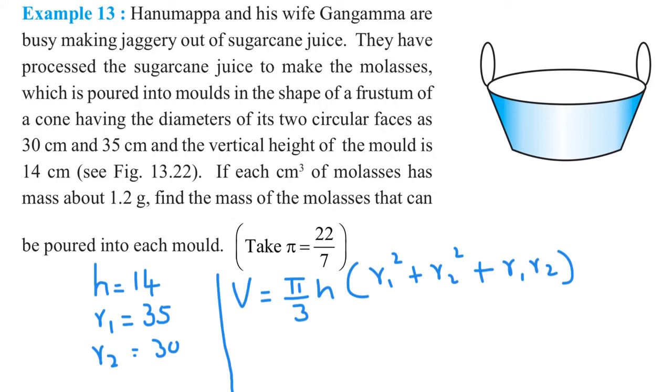So, let us try that. Just to make a correction over here, the radius R1 is 35 over 2 and R2, the radius, is 30 over 2, because in the question the diameter is given. So, the radius will be half of the diameter.